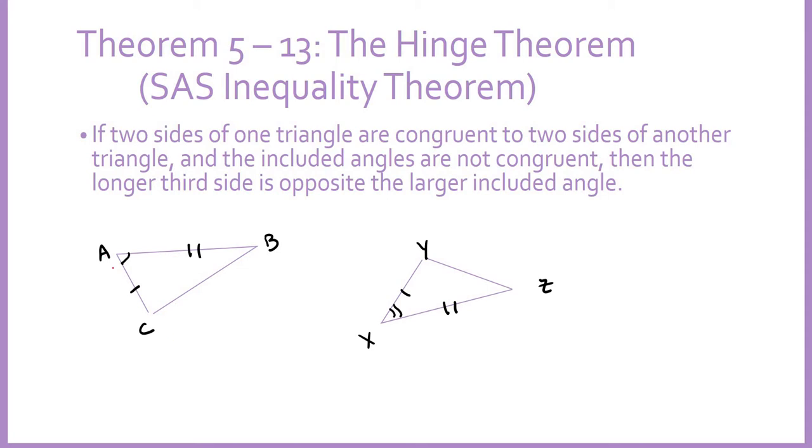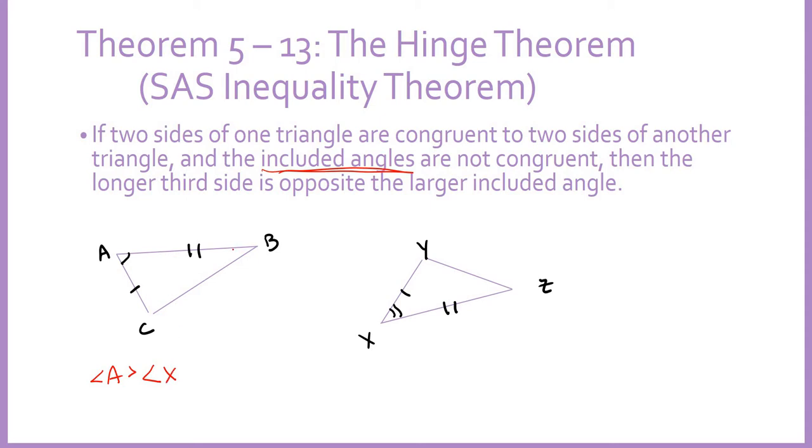So I have two triangles where AC is congruent with XY, AB is congruent with XZ. The angle included in those two sides is angle A and angle X. Now in this case, we are going to say that angle A is smaller. Actually, it looks bigger, doesn't it? That angle A is larger than angle X.